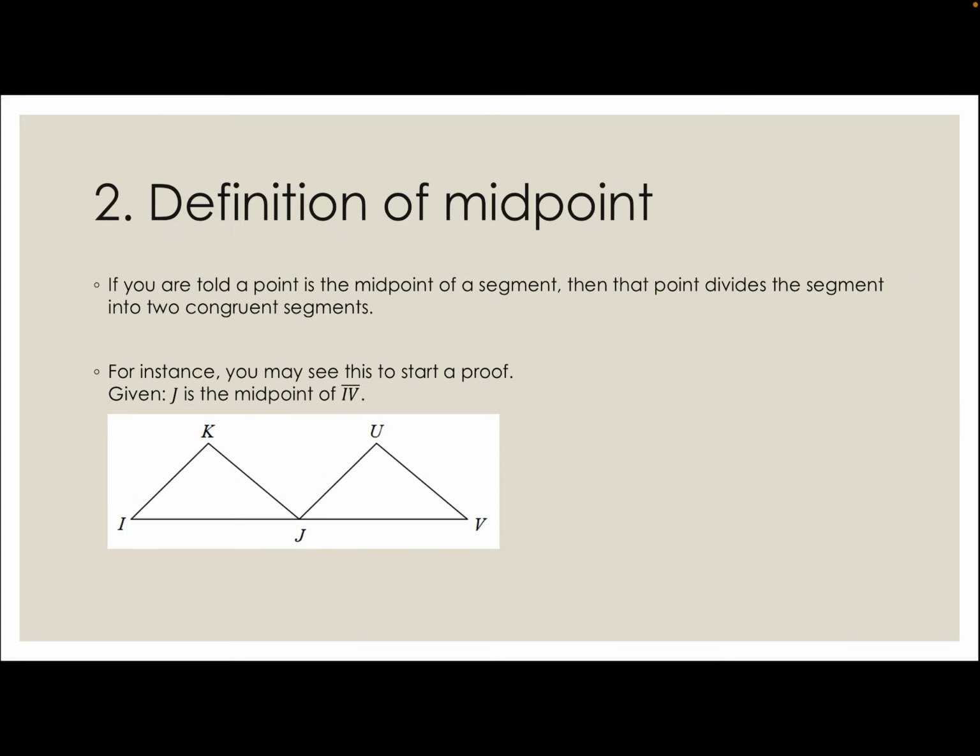The second thing that could happen is you are told that a point is a midpoint. Remember, a midpoint divides a larger segment into 2 smaller congruent segments. So in this proof, we're given J is the midpoint of segment IV. So what we can deduce from that is segment IJ is congruent to segment VJ. That's the information that we get from that.